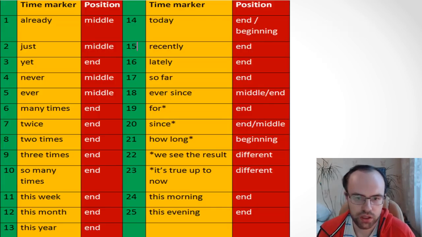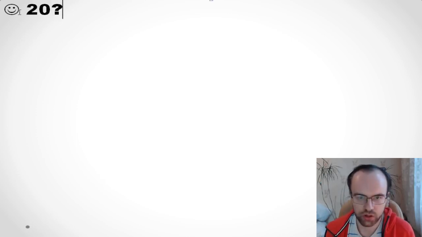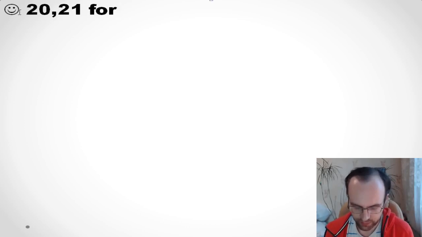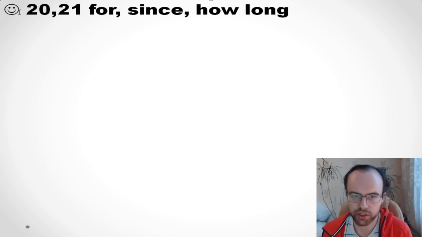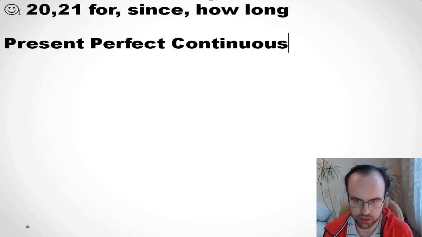Okay. So we also need to have a look at for, since, and how long, yeah? And I want to tell you something related to these words. So you see it's for, since, and how long. The thing is that we normally use present perfect continuous with these words.